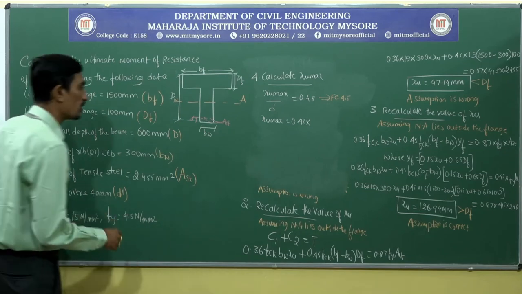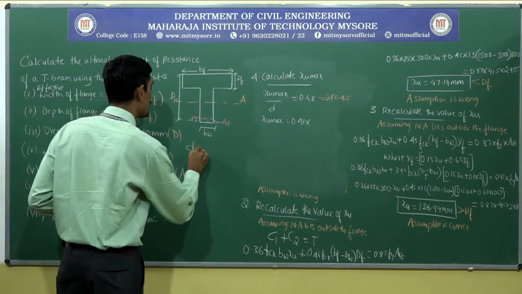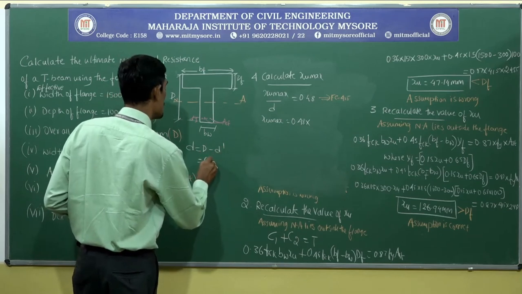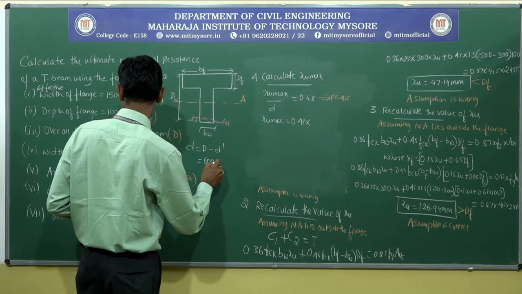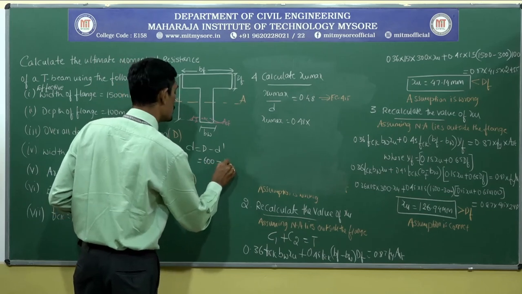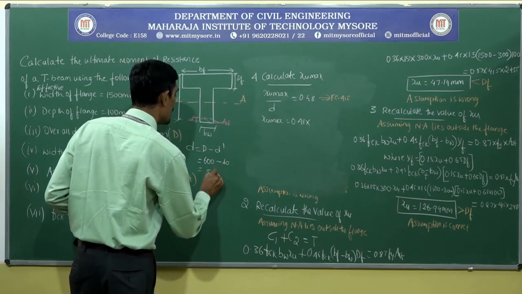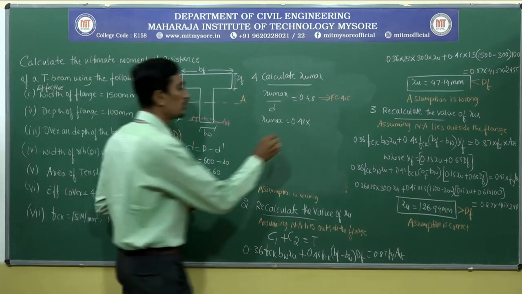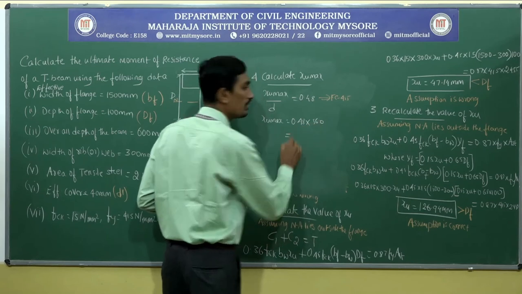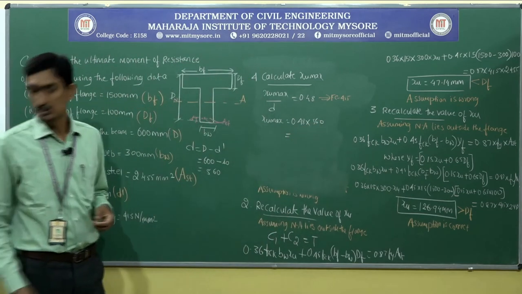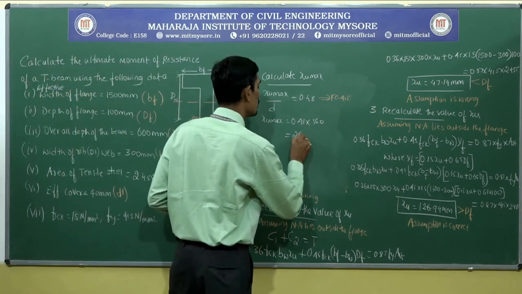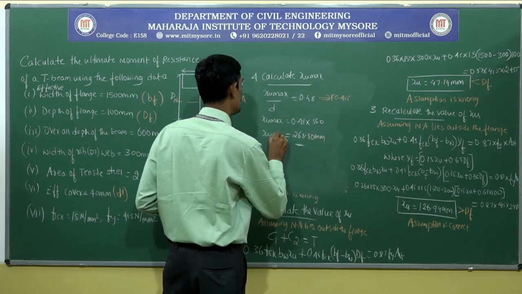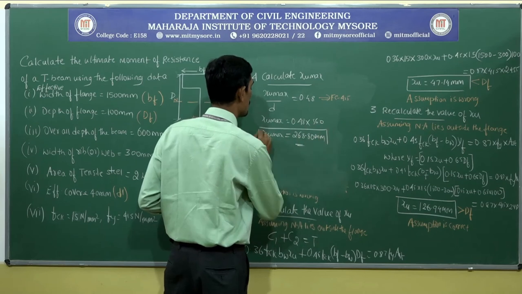You may not know what the effective depth is. Effective depth is equal to overall depth minus effective cover. That is 600 minus effective cover 40. So this works out to be 560. So into 560, this will be 268.80 millimeter.